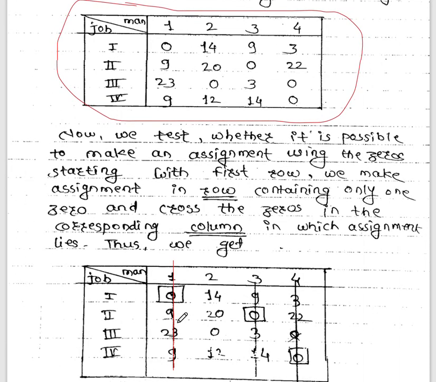In the second row, there is a 0 at cell 3 3. Okay, so therefore we can make here 0 assignment and cross that column. Okay, third row, there is a 2 0, so therefore we cannot make the 0 assignment.